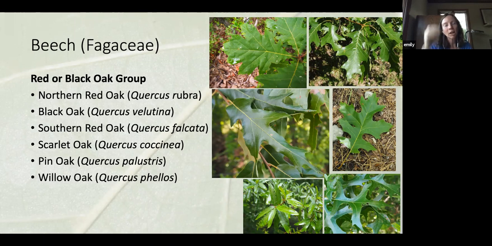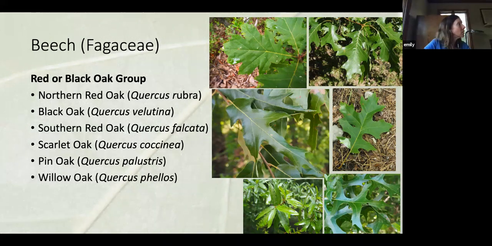And then finally, also in the red oak group is the willow oak. The reason it's called willow oak is it looks like a willow leaf, a big fat willow leaf, but still a willow-shaped leaf. That one is in the red group because it still has a bristle tip at the very end of it. So those are the oaks.